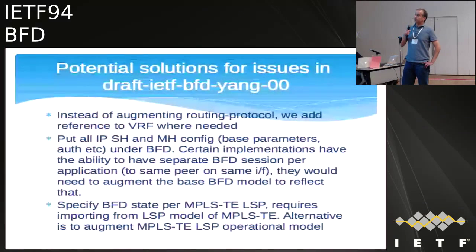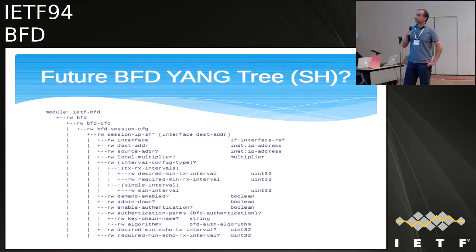So assuming we do the changes I just mentioned, here is the full BFD configuration. This is for single hop, where you have interface, destination address, etc. You see the list is keyed by interface and destination address, and everything is inside BFD, nothing in the application, as we have in the currently published draft.